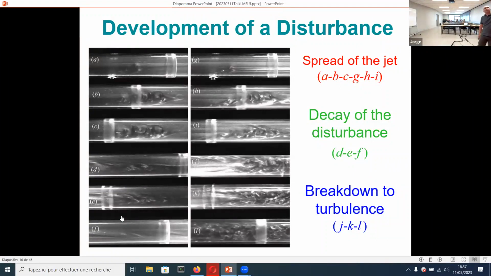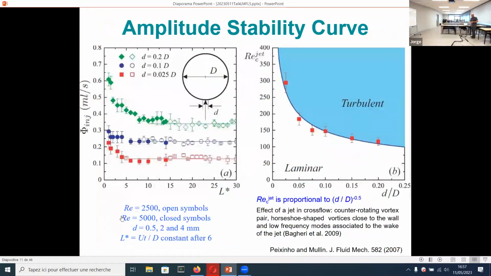This set of photographs here is for jet. Again, on the left side, you see the jet enters the flow, creates some hairpins, eventually interact but decay. And on the right side, you see that the jet is able to create a puff. So there is always a sequence of events: spread of the jet, decay or growth, and the breakdown into turbulence, if any.